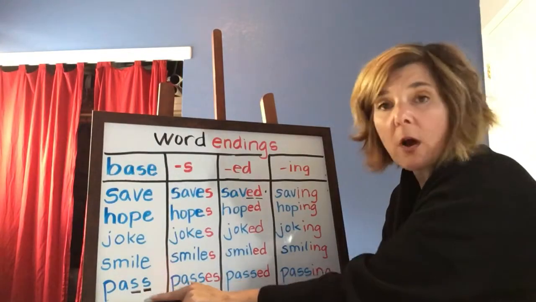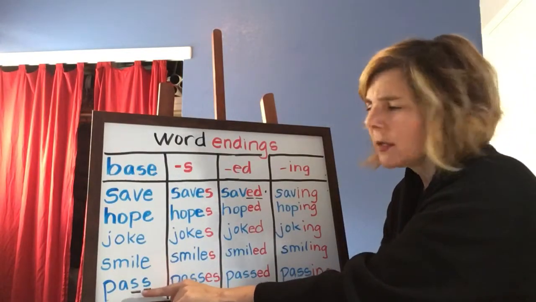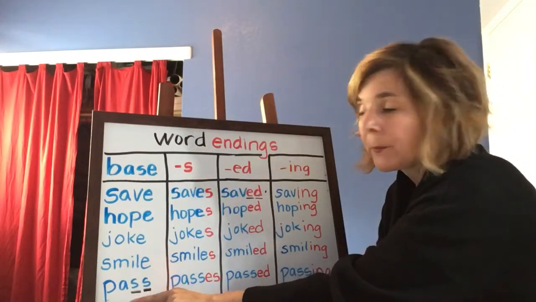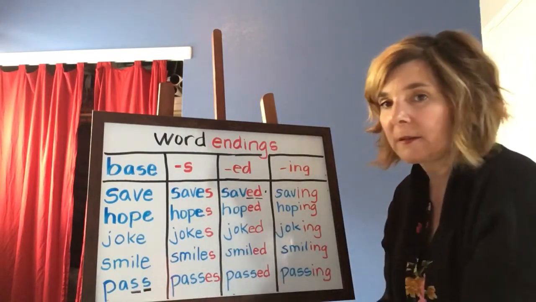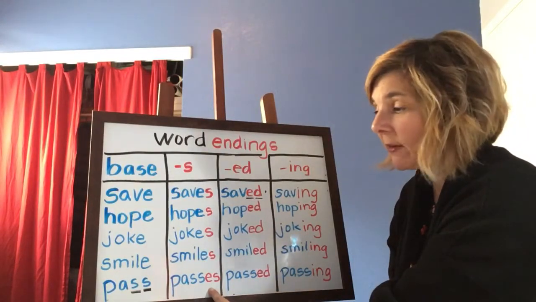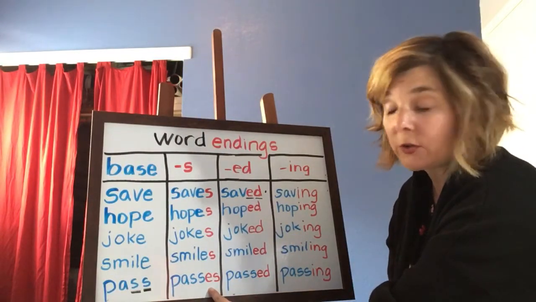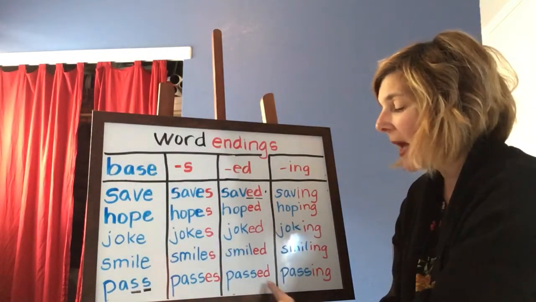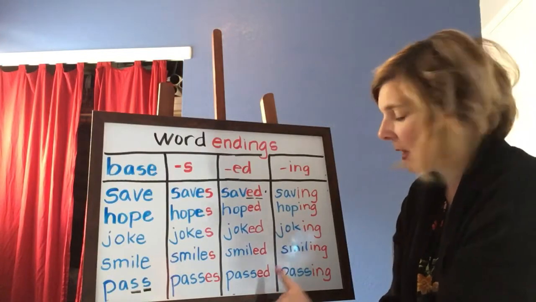It has 2 consonants that end. So let's try our word endings now when it doesn't end with a silent E. So the base word is pass. Passes. Do you remember what happens when we have a double consonant or two consonants at the end? We add the ES. Passed, we add the ED.